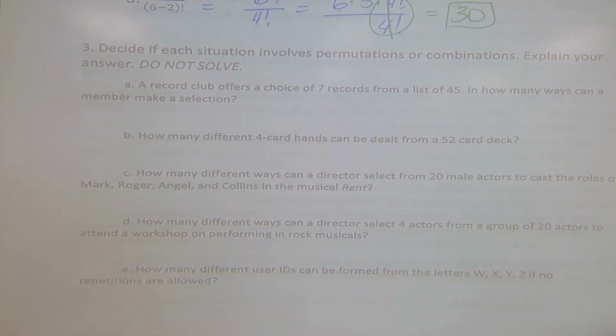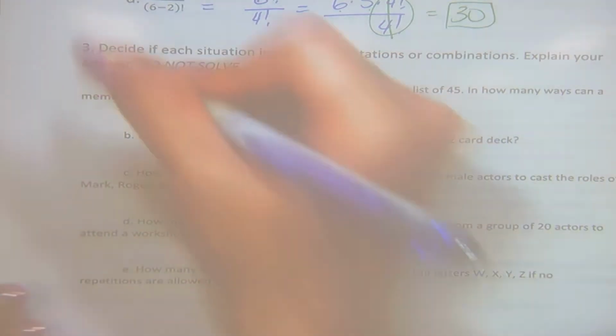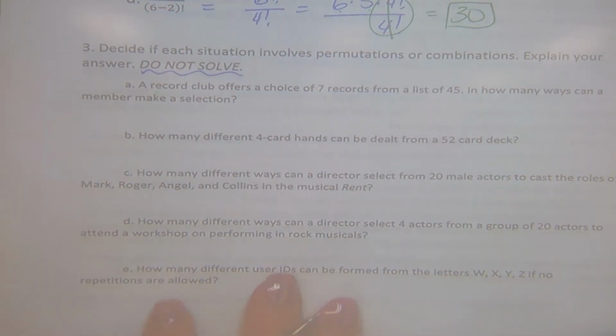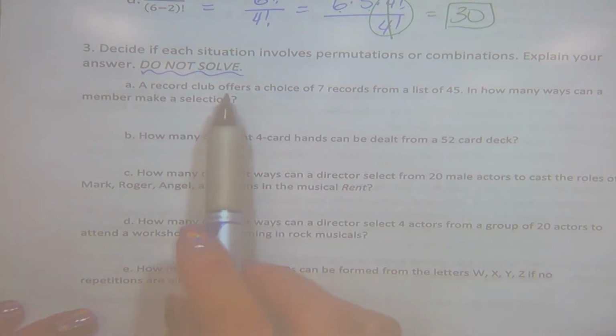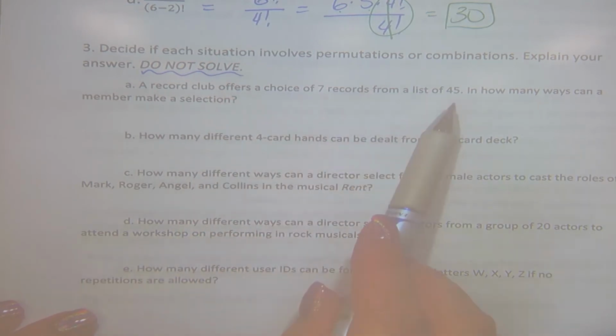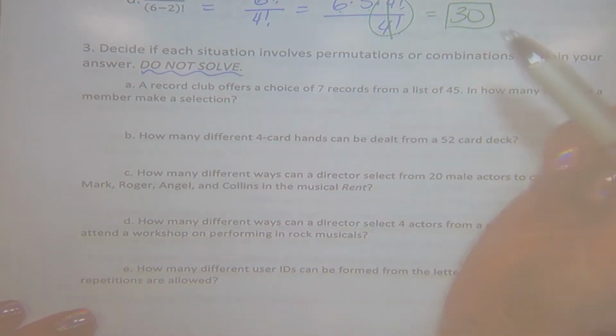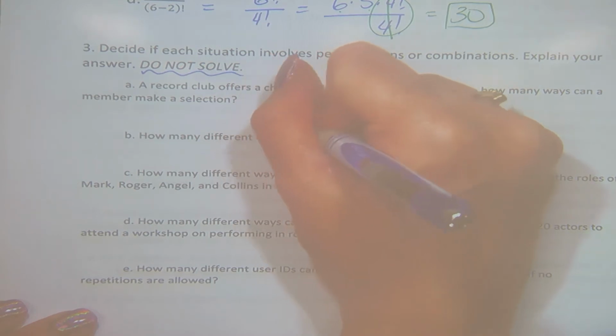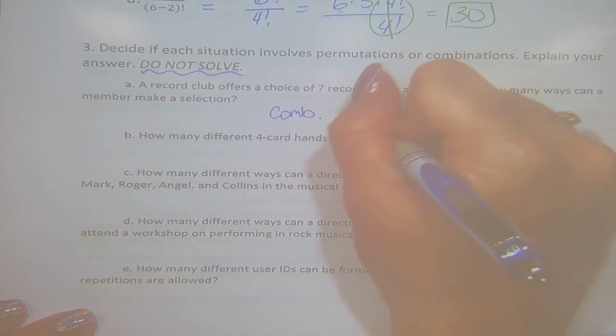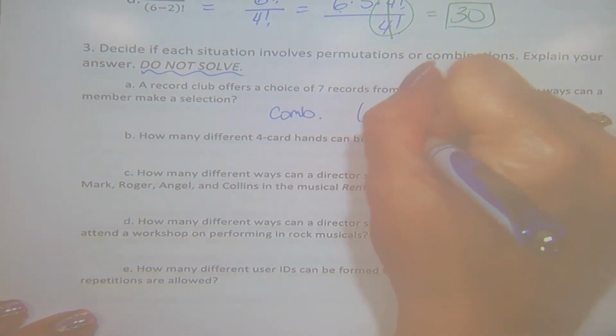All right, for each of these situations, it says to decide if it involves permutations or combinations, explain your answer, do not solve. So I'm not asking for a number here, just asking you to decide if we're talking about permutations or combinations. A record club offers a choice of 7 records from a list of 45. How many ways can you make a selection? That's just a combination of records. You're getting a group of 7.